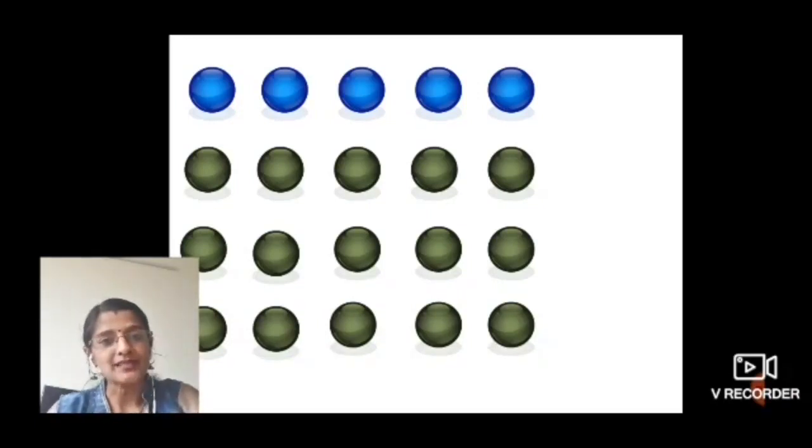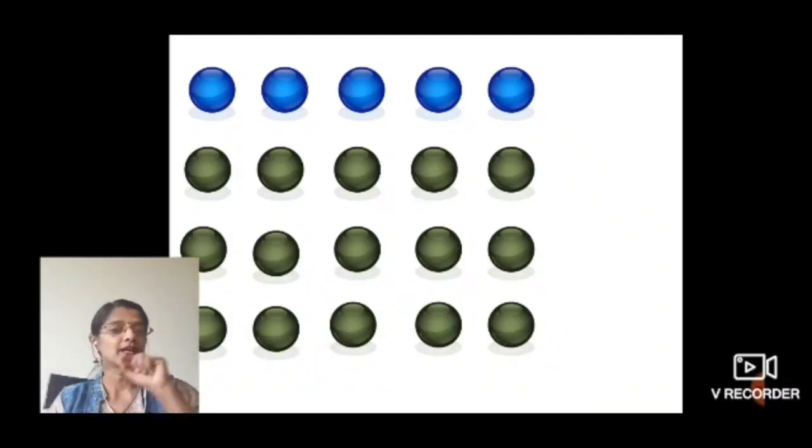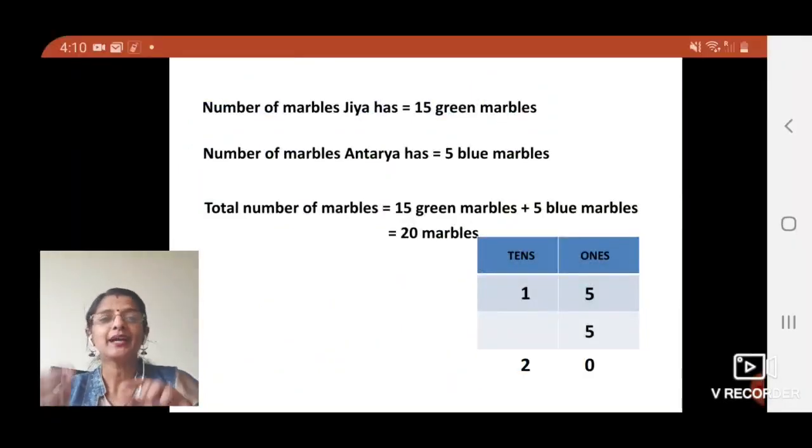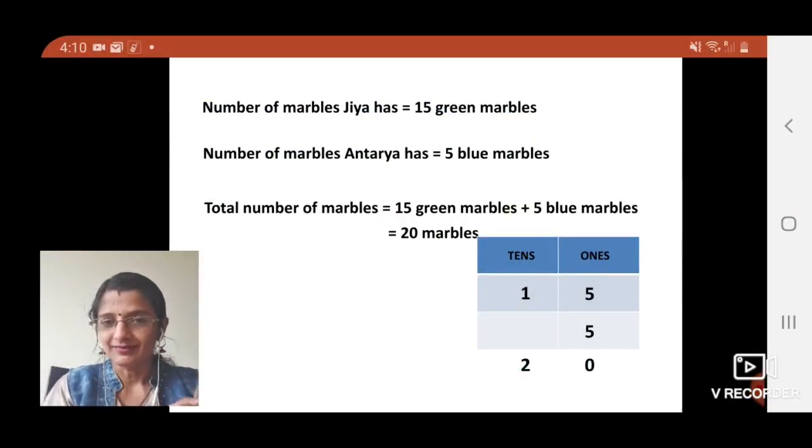But this is a problem solving question, right? So what are we supposed to do? We have to write the statement and answer. So let's see what the first statement should be. Let's read out the first statement. Number of marbles Jia has. The first information is Jia has 15 green marbles.